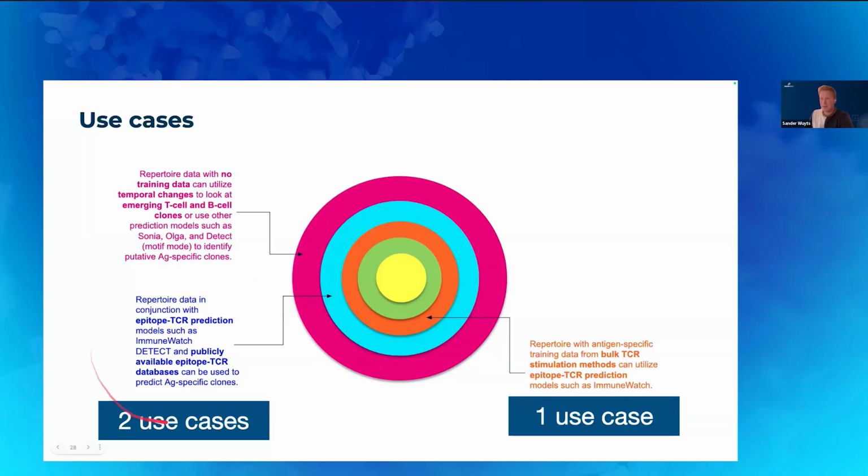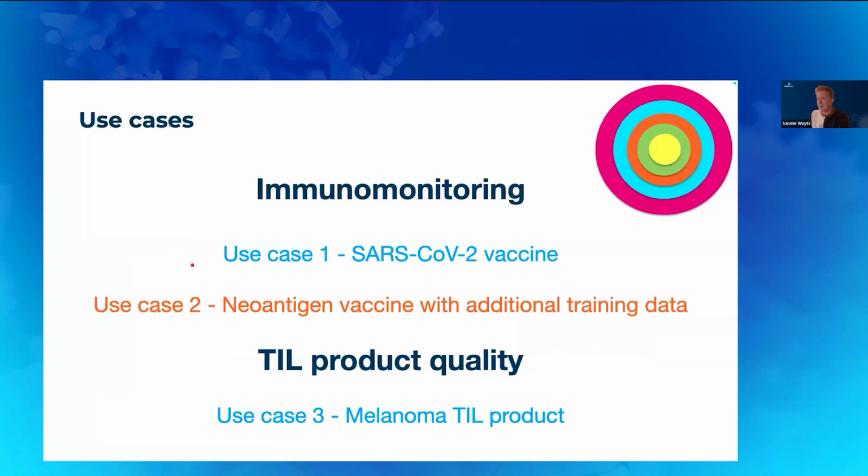I've brought 2 use cases here where we basically just use our database in IMWDB, and 1 use case where some data has been generated in-house. During the presentation, I will briefly also show 1 example of where we did not have any kind of training data, but I'll point to that later on. So I have 2 blocks. 2 use cases will be on immunomonitoring, one of the most frequent use cases that we see ImmuneWatch DETECT being applied to. And a 3rd use case will be on TIL product quality checks.